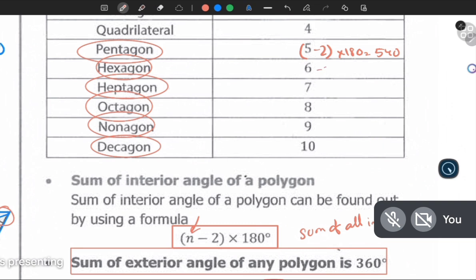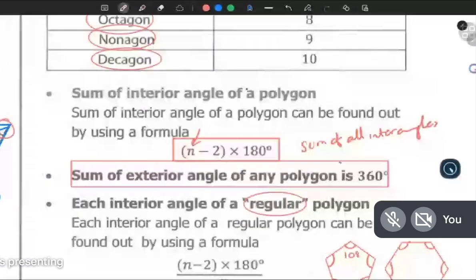If it's a hexagon, again, 6 minus 2 times 180 gives you 720. If it's a heptagon, 7 minus 2 times 180 gives you 900. Okay, so that's the basic formula.